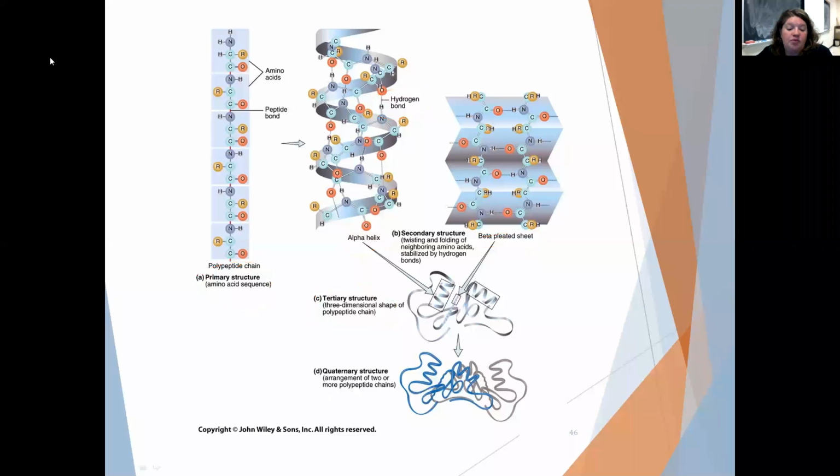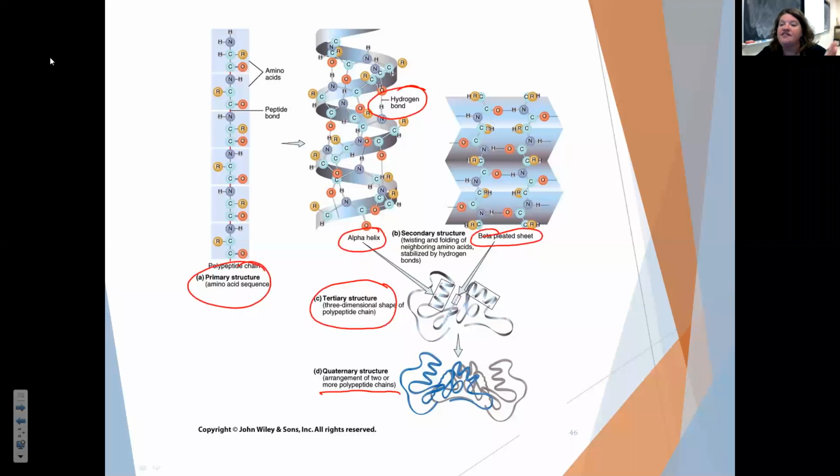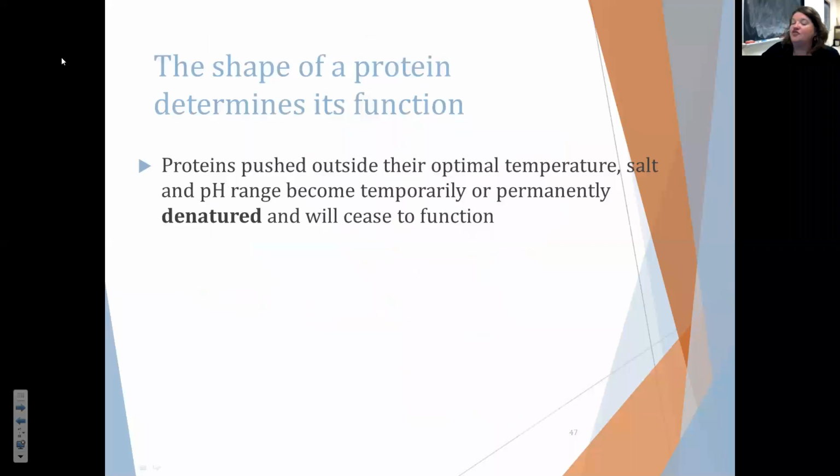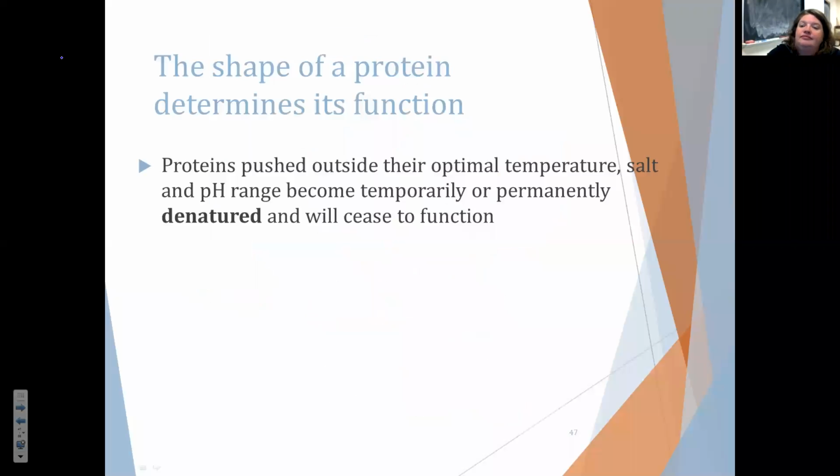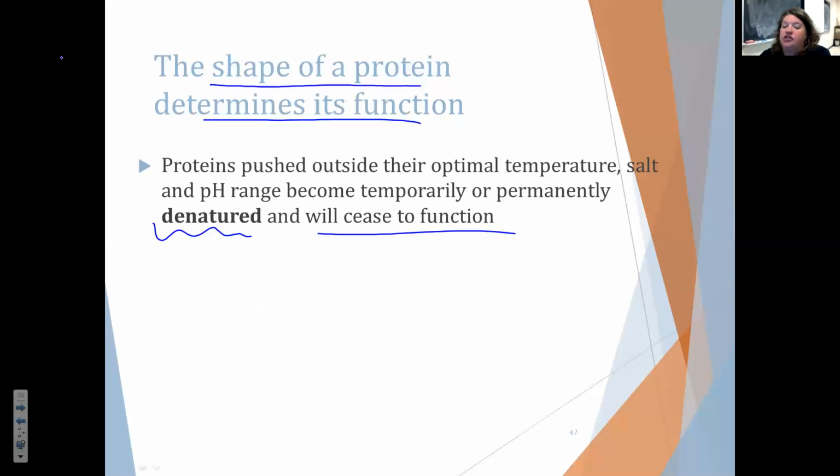So I really like that video because it's really simple, but it's an actual protein. And so it kind of gives us all these steps that your book describes in an actual real life protein. Proteins have to be folded properly in order to have their function. So the three-dimensional shape of a protein determines its function. And if a protein becomes unfolded, we say it has been denatured and it will cease to function.